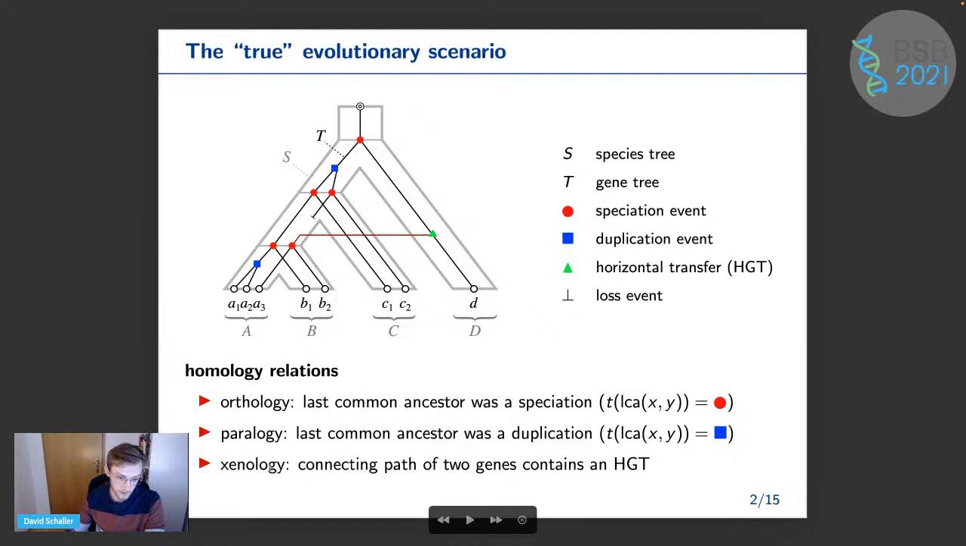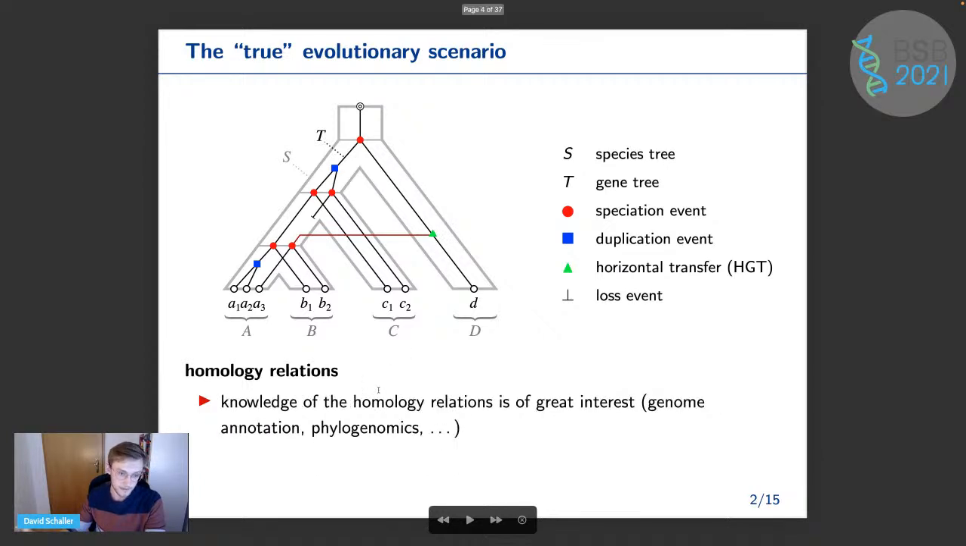And finally, we have xenology, which is defined a little bit differently. We say that two genes are xenologs if on the unique path that connects them, there is some transfer, as for example for A3 and D here. Here we will actually be concerned with a refined version of xenology, where we also care about the site from the last common ancestor where such a transfer happened.